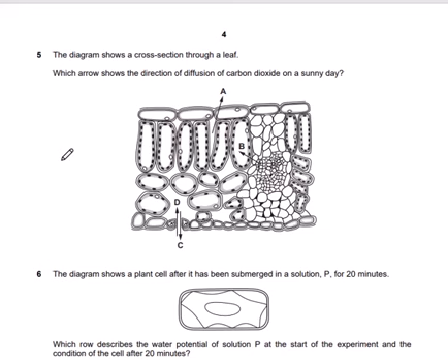The diagram shows a cross-section through a leaf. Which arrow shows the direction of diffusion of carbon dioxide on a sunny day? On a sunny day, photosynthesis is more than respiration, right? So the movement of carbon dioxide is into the cell through stomata by diffusion.